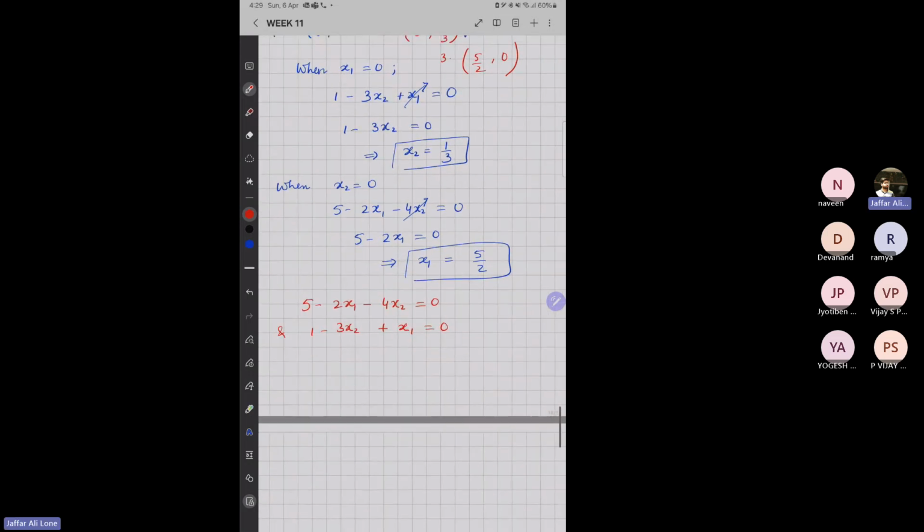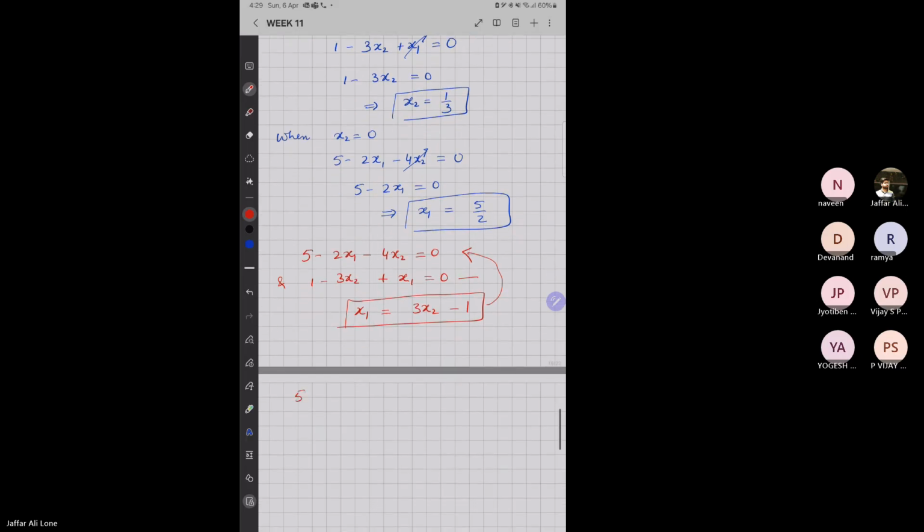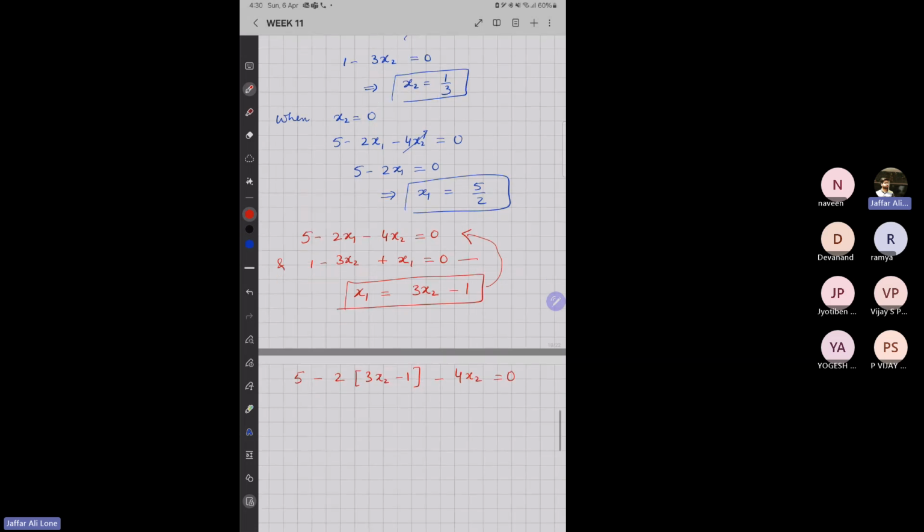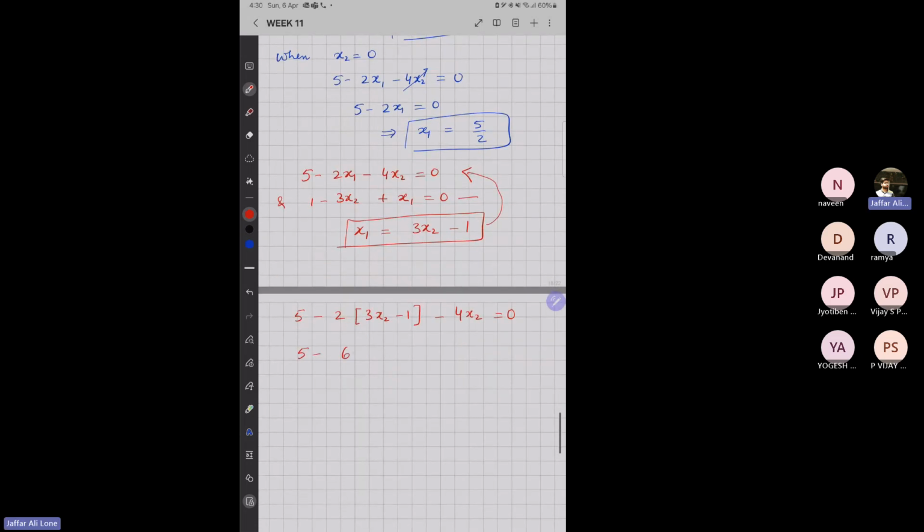So from this second equation, you just find the value of x1. So my x1 will be 3x2 minus 1. It's high school maths. Just put the value of x1 back in this equation. You will get 5 minus 2 times (3x2 minus 1) minus 4x2 is equal to 0. You solve it, it will be 5 minus 6x2 plus 2 minus 4x2 equal to 0. It will be minus 10x2, it will be minus 7. So my x2 will be 7 over 10.